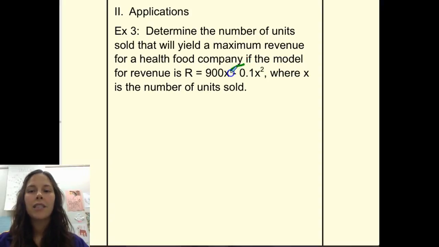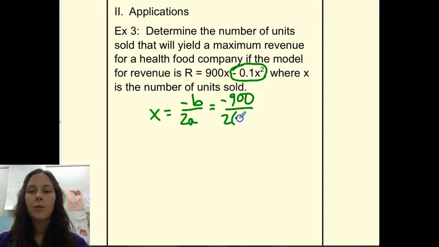The reason it opens down is because it is not in standard form. We have to look at the leading coefficient, which is the coefficient of x squared. Our coefficient is negative, so this will open down, which means the vertex will be a maximum instead of a minimum. To find the vertex, we will first find the axis of symmetry, opposite of b over 2a. b is the coefficient of x, a is the coefficient of x squared.